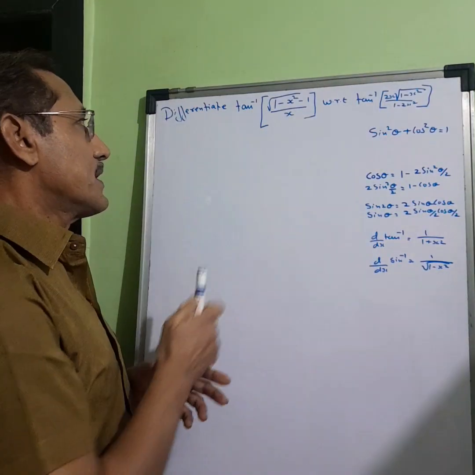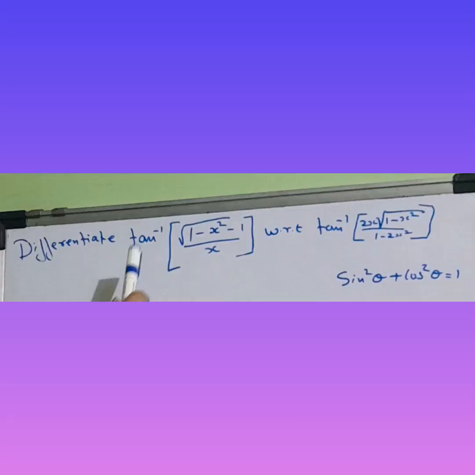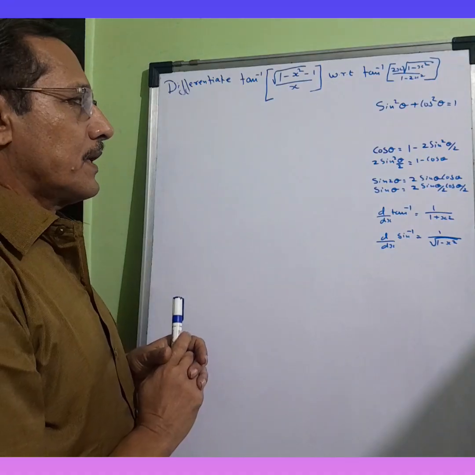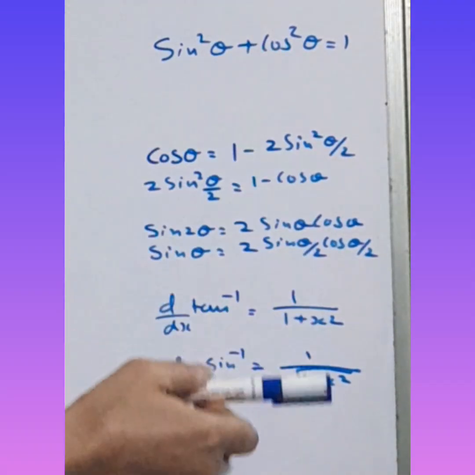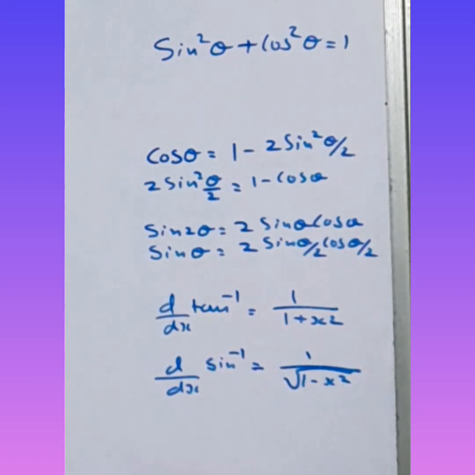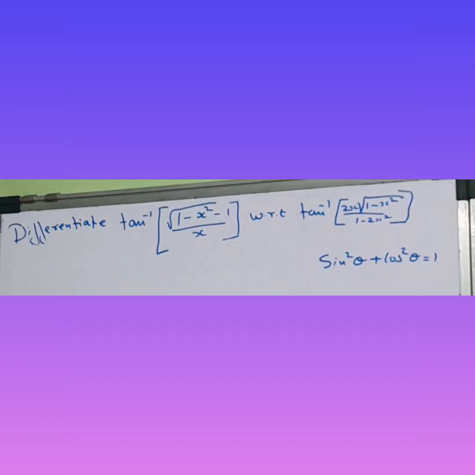Let's try out this numerical where it says differentiate tan inverse of this with respect to tan inverse of this. Now prior to getting into this numerical, there are a few things we have got to keep in mind. I'll pick those up one by one whenever required. So you have got to differentiate this with respect to this.